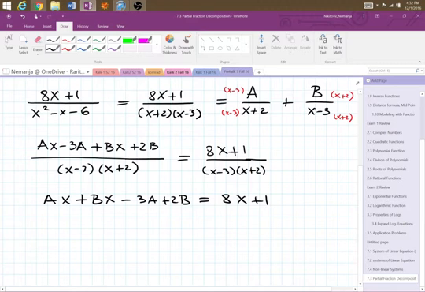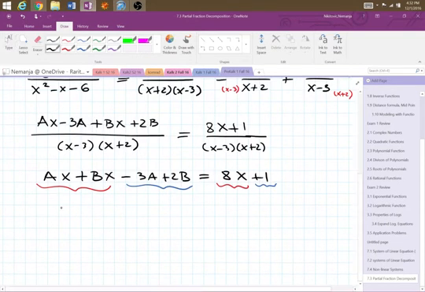And now, this is the part where you get stuck. So if you understand this, you're technically done. This part here has x, and this part here has no x, has a constant. So now, if I factor this x, I will get (a plus b) times x minus 3a plus 2b, and then it's equal to 8x plus 1.